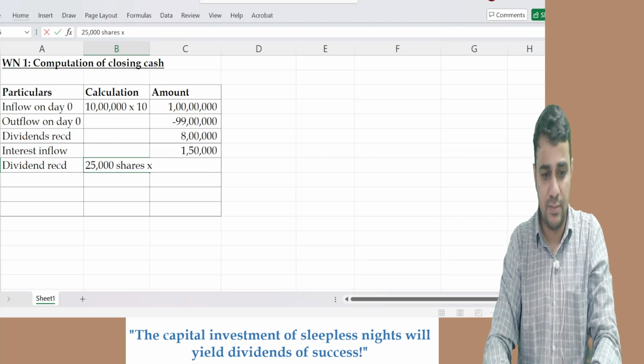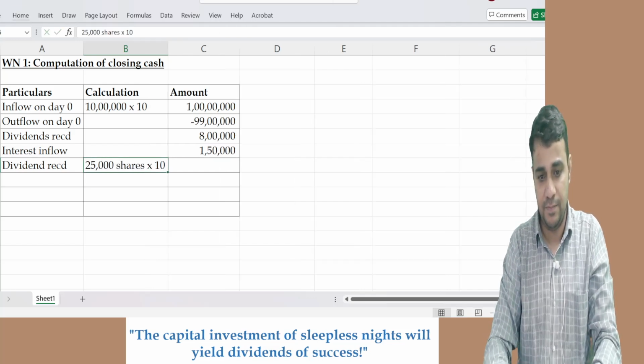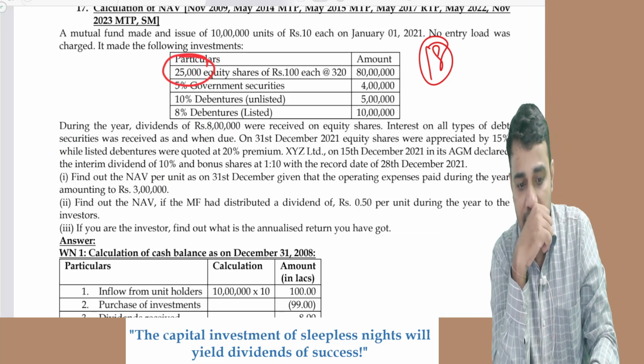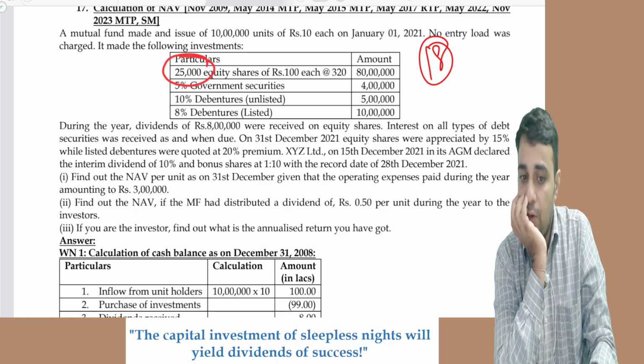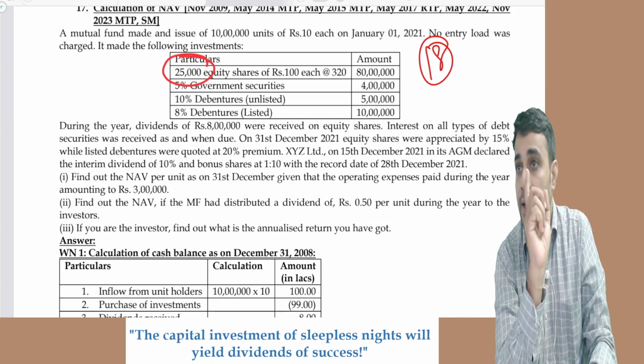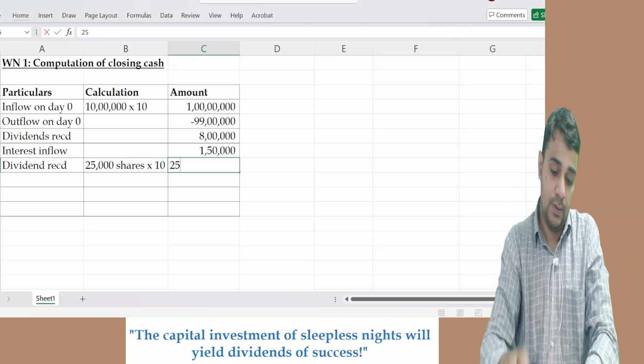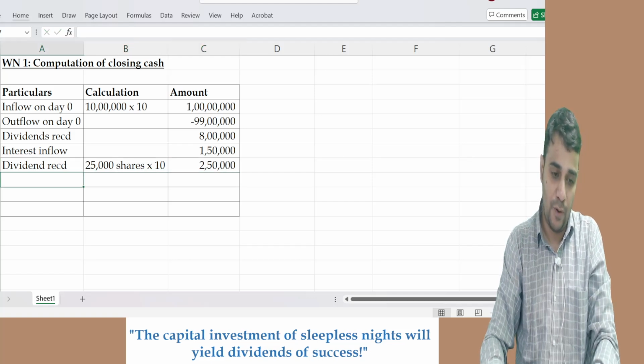25,000 equity shares into 10 rupees. Clear? Any doubts in this? Problem is almost over for me.